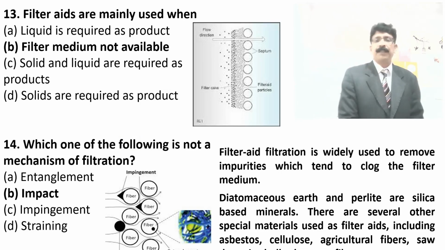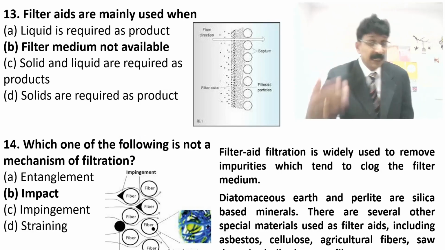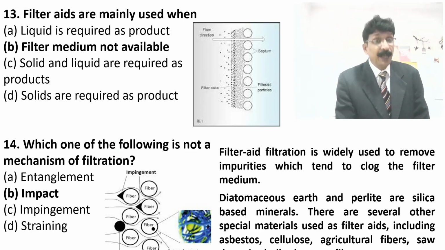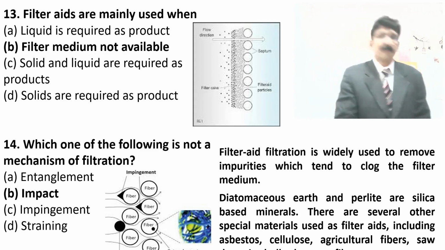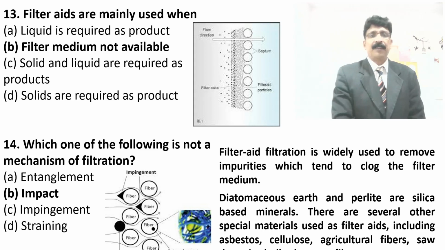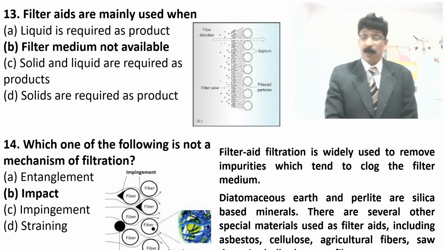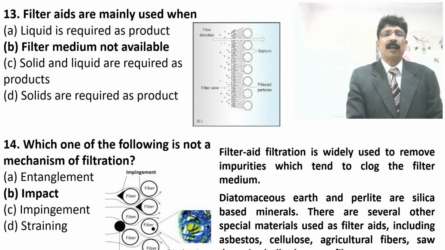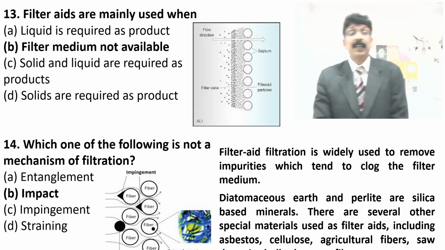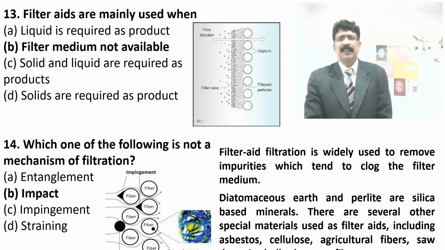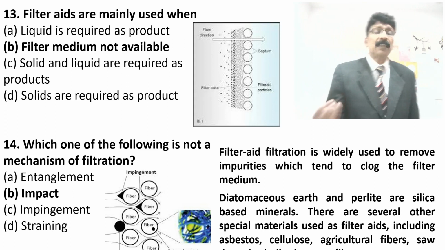13th question, filter aid, which can aid the filtration and increase the filtration, is mainly used when liquid is required as a product. What is the question? Filter aids are mainly used when: liquid is required as a product, first choice; filter medium not available; solid and liquid are required as product; solids are required as product. You see, this question was somewhat simple and a little confusing.